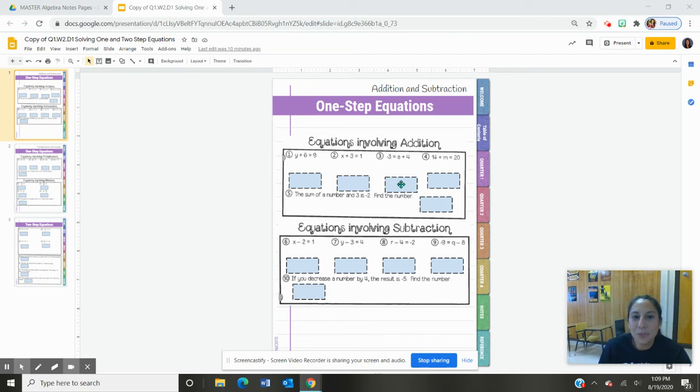Hey guys, today is August 24th. We're going to be going over one-step and two-step equations. This should pretty much be review, so I'm going to go through this pretty quick.